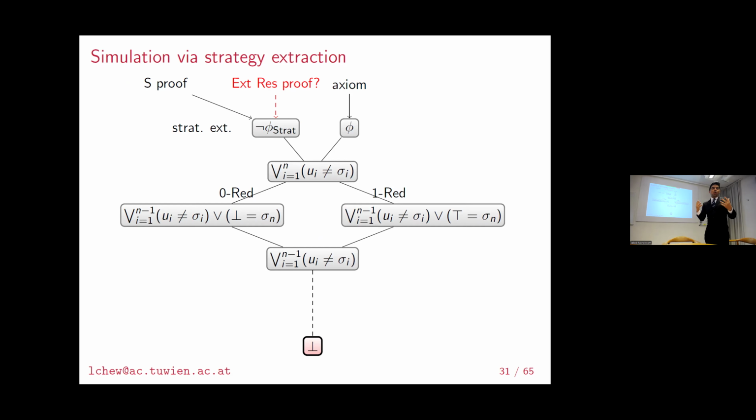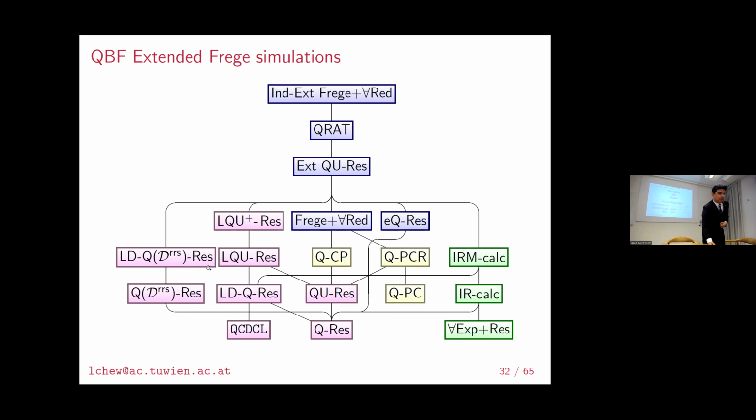So what we've got is we start with an S proof and we end up with an extended QU resolution proof, which is almost like a P simulation. The only missing part is how to get this extended resolution proof. The idea is that we observe the structure of this S proof in order to construct this extended resolution proof. And this is exactly what we do.